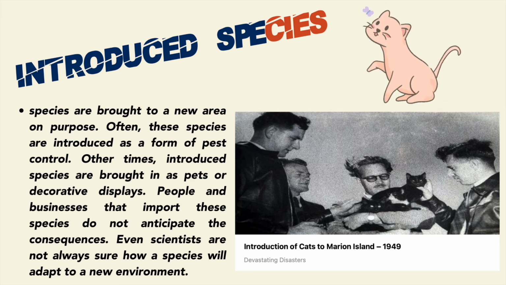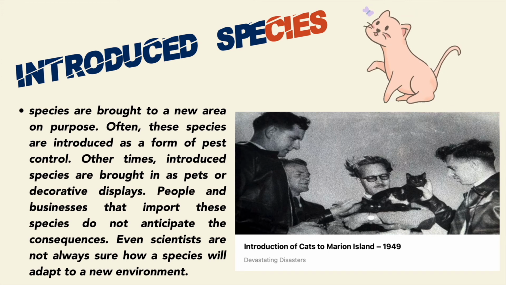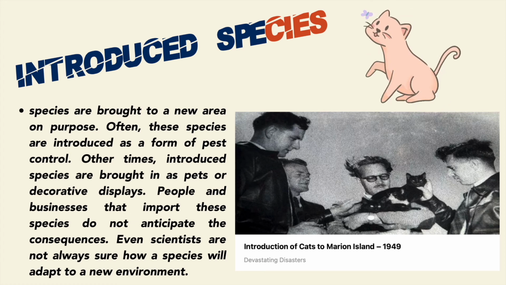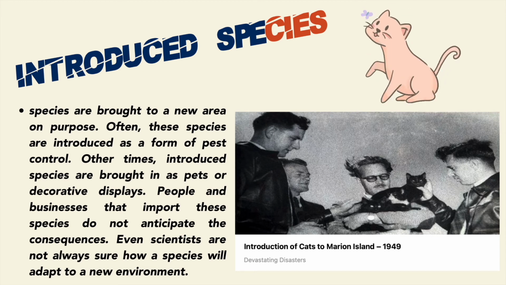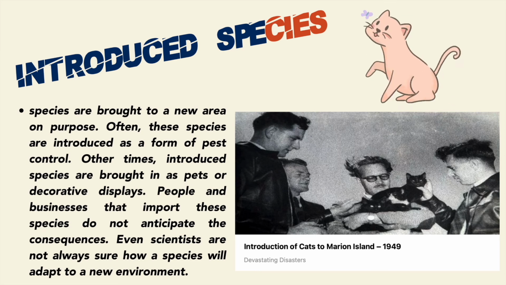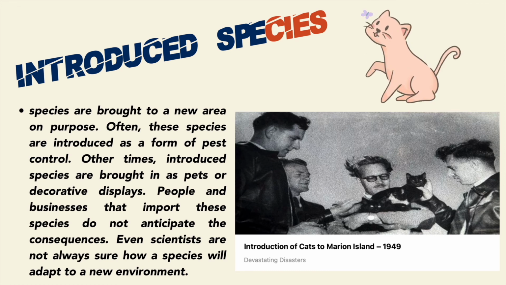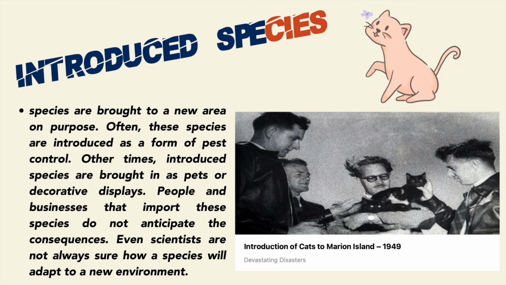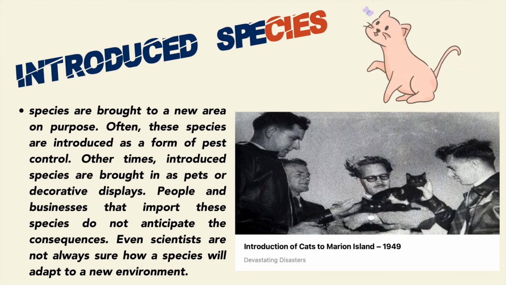For example, in 1949, 5 cats were brought to Marion Island, a part of South Africa in the southern Indian Ocean. The cats were introduced as pest control for mice, but by 1977, about 3,400 cats were living on the island, endangering the local bird population.